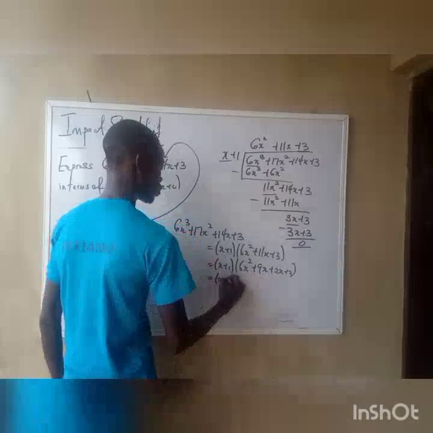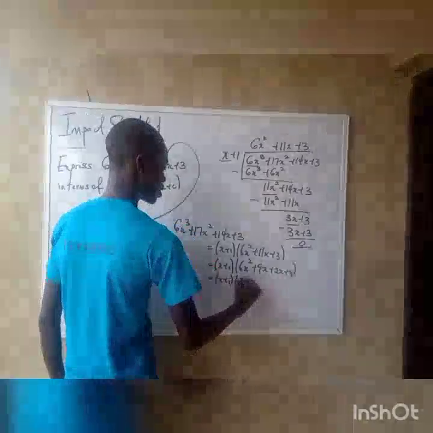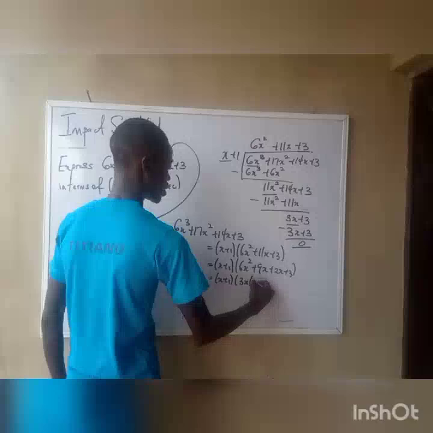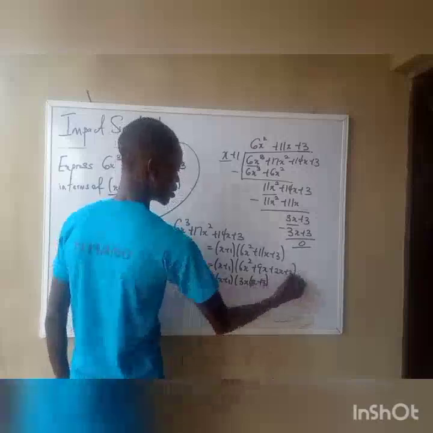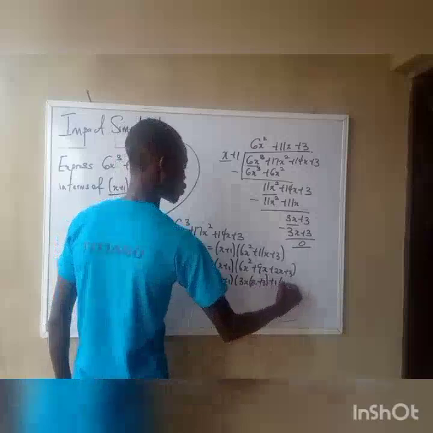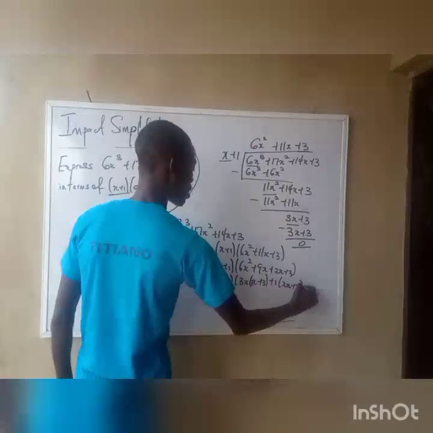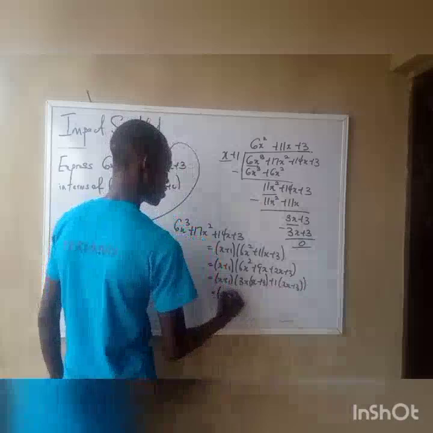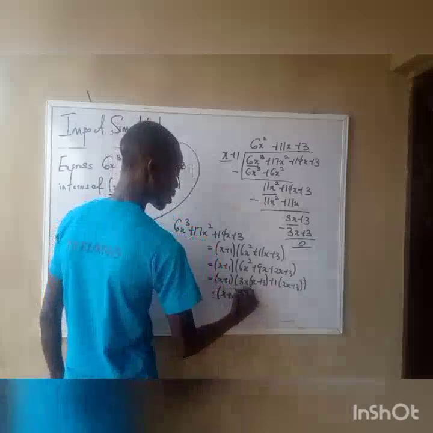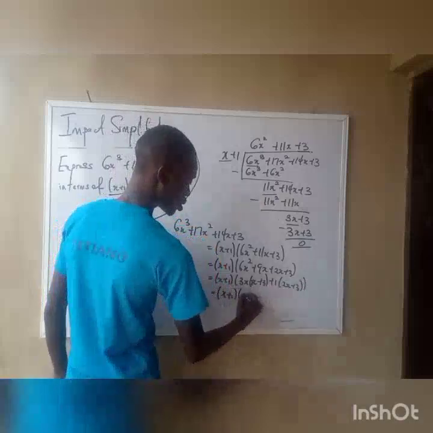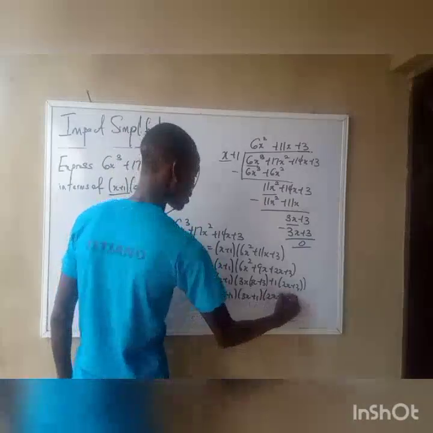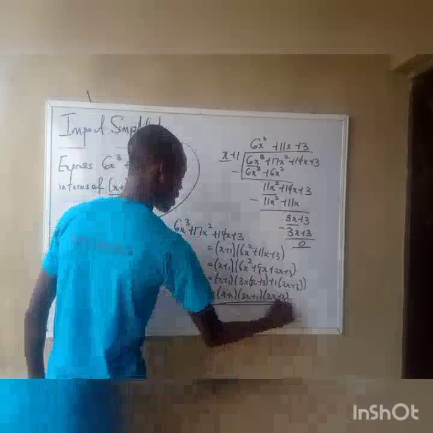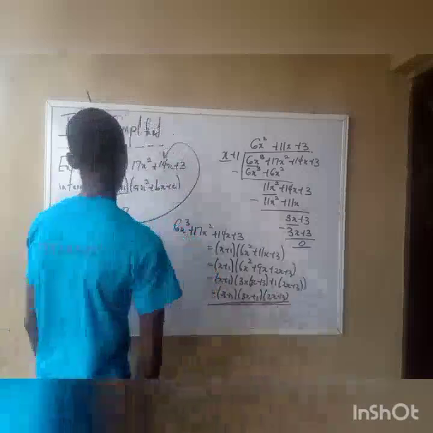And looking at it, what is common to this? 3x is common. And we have 2x plus 3. And what is common here? Plus 1 is common, we have 2x plus 3. And lastly, what do we have? X plus 1 into 3x plus 1 into 2x plus 3. This is how we factorize, that is the factorization.